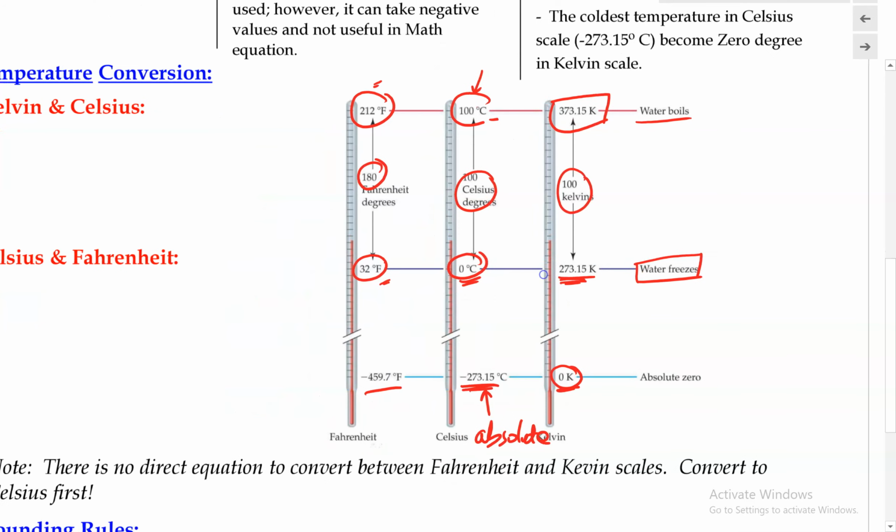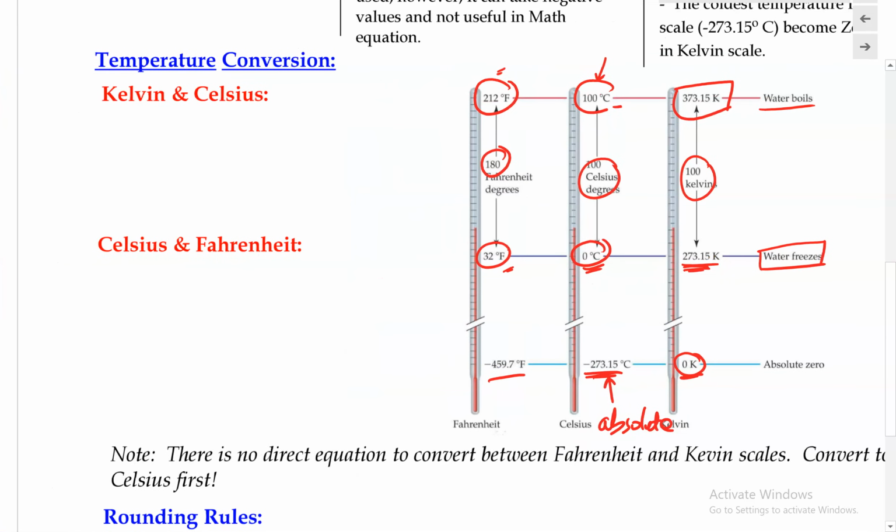Now, we need to be able to convert among these three temperature scales right here. So let's go over some of the mathematical equations, how to do this. How to convert between the Kelvin and the Celsius scale. So the equation is as follows. Kelvin, the temperature in Kelvin, equals the temperature in Celsius plus 273.15.